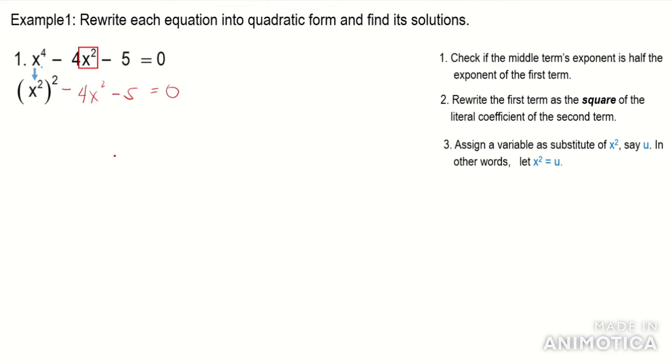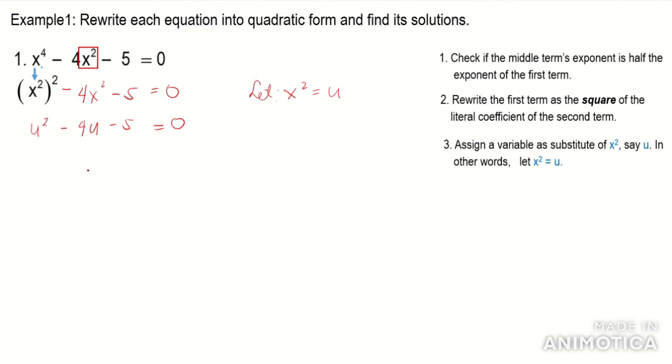Say u. In other words, we have x squared is equal to u. So, ibig sabihin nito, lahat ng x squared ay papalitan ng u. Okay? So, x squared, palitan ng u. And then, do not forget to copy the exponent 2 minus 4. X squared, again, is equal to u minus 5 equals 0. So, ito na ngayon ang ating quadratic equation.